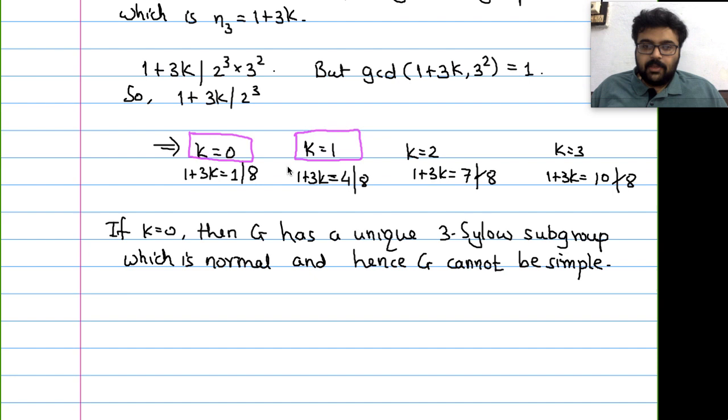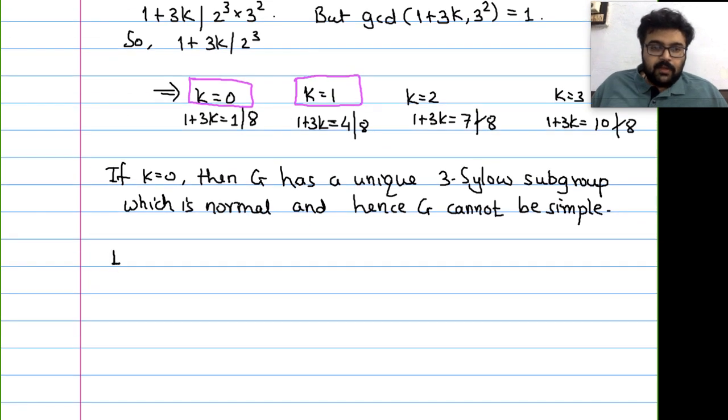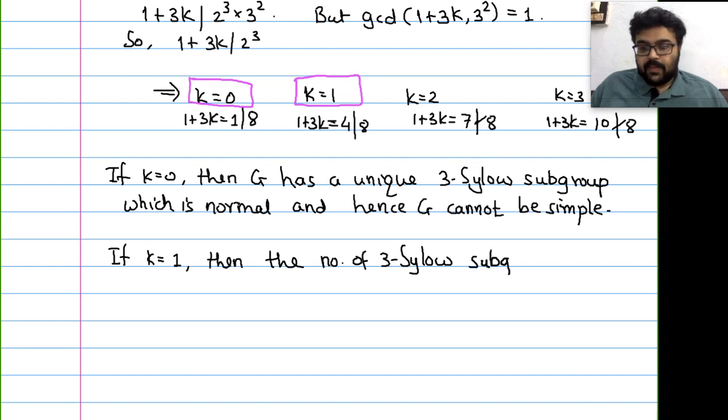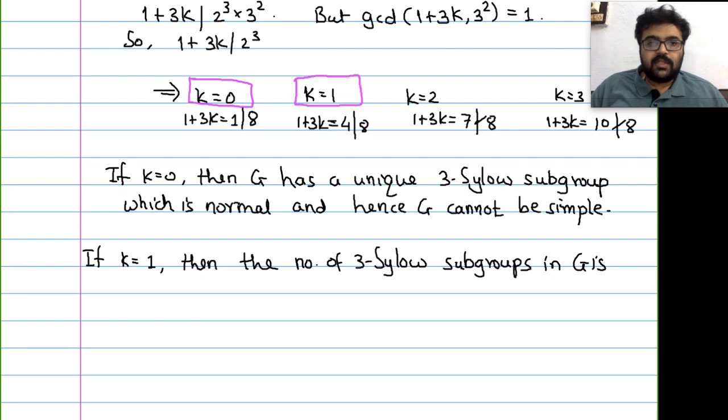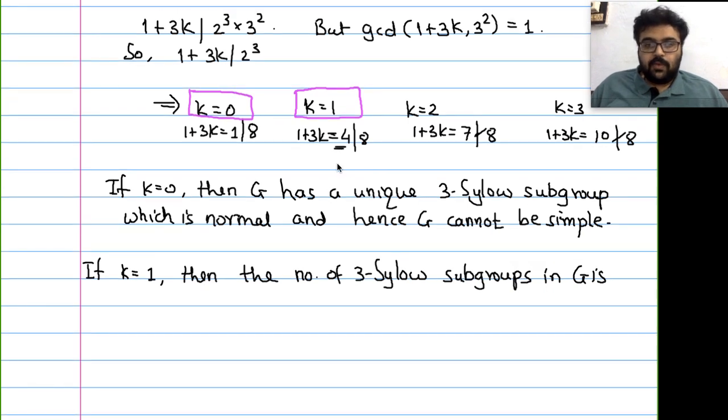Okay, but we have another possibility also, k equals 1. So if k equals 1, then the number of 3-Sylow subgroups in G is 4. If this is the case, then it is either 1 or 4. So there are 4 different 3-Sylow subgroups.